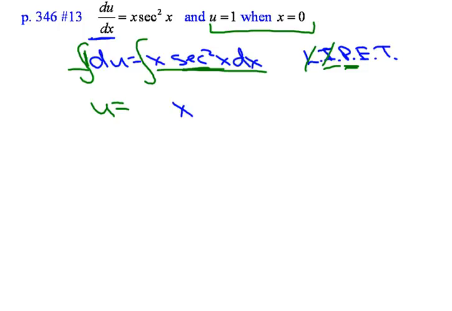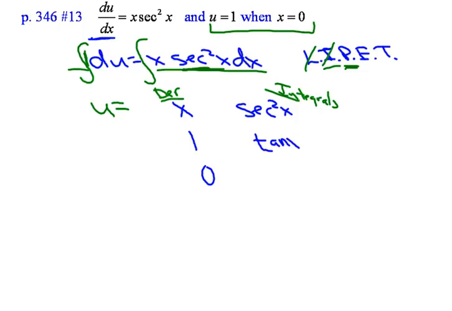Our first column is x. Our other column is secant squared. Coming down the left column, we know we're taking derivatives. Coming down the right column, we know we're taking integrals. So let's do this. The derivative of x is 1. The derivative of 1 is 0. Right side, the integral of the secant squared of x is the tangent of x.